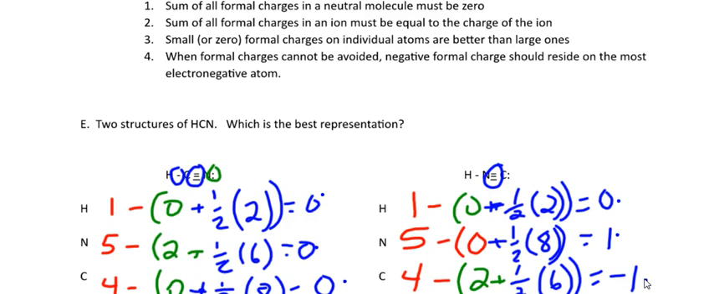Notice that in the next one, they're not all zeros. So the smaller the numbers, the better. And so it looks like structure A, or if I call this one A and this one B, structure A looks better than structure B. Let's look at the fourth rule here.